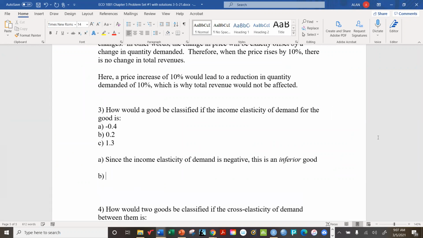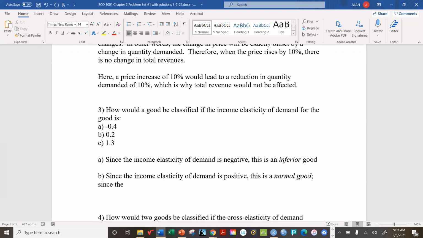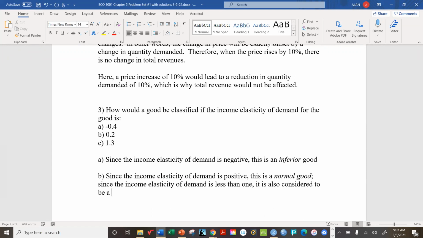Now B, since the income elasticity of demand is positive, this is a normal good, but we can go one step further. Since income elasticity is less than one, it is also considered to be a necessity.